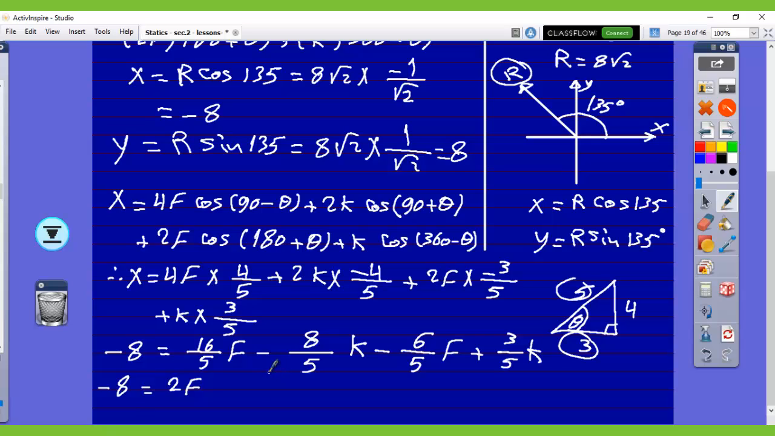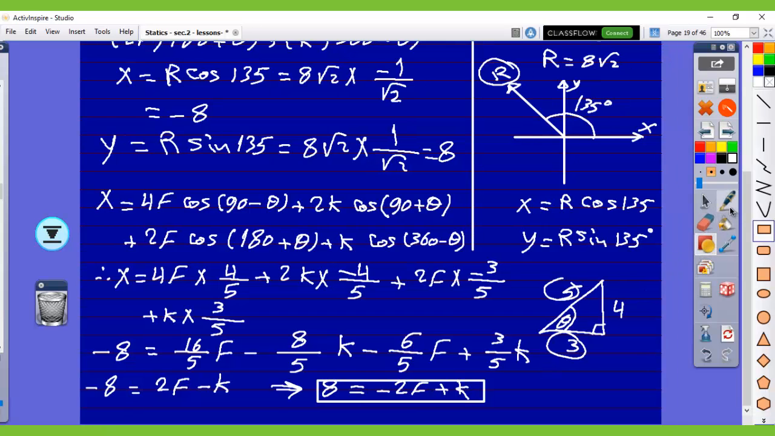And also we have negative 8 over 5 k plus 3 over 5 k equals negative 5 over 5. So it is negative, and this is equation 1, which is 8 equals negative 2f plus k, and we keep it as number 1.